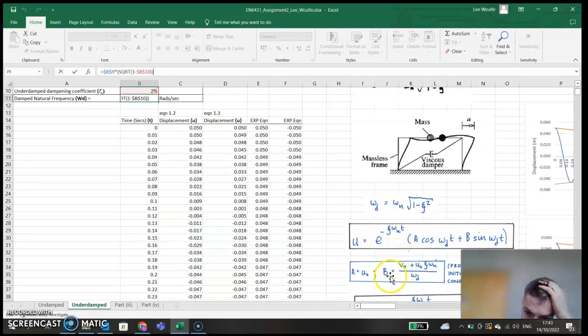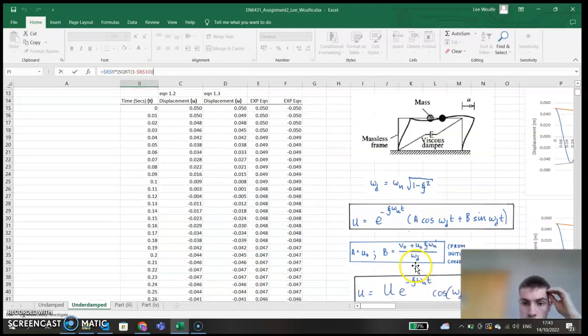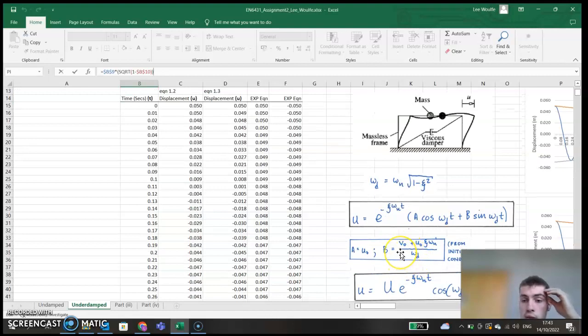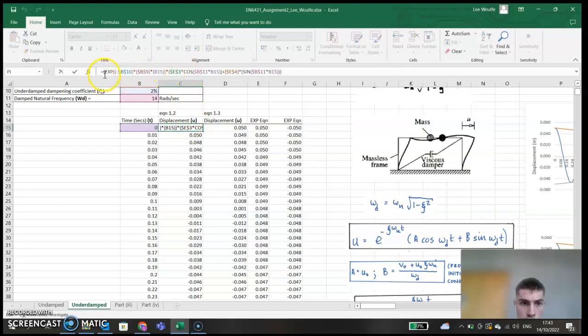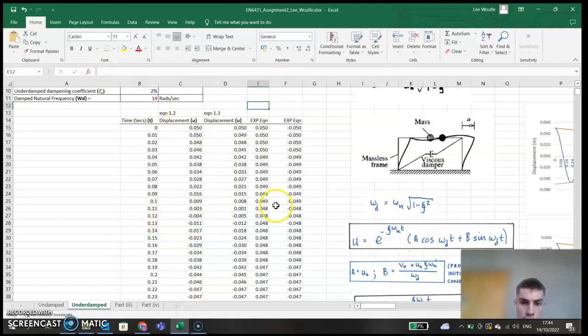It's the initial velocity plus the initial displacement times zeta times the natural frequency, all over the damped frequency. So once we got these initial conditions, we plugged them into the equation for the underdamped model. And what we did was we put them into here, and the equation there, we put them down for however long the time went for.